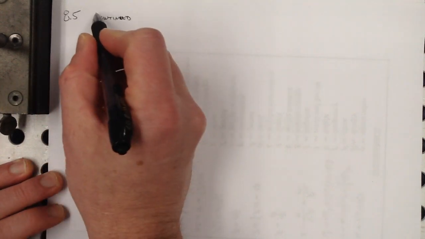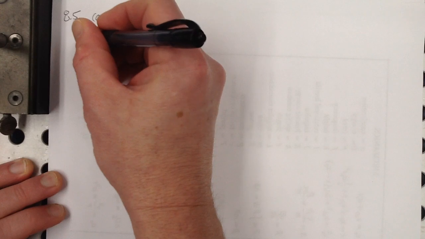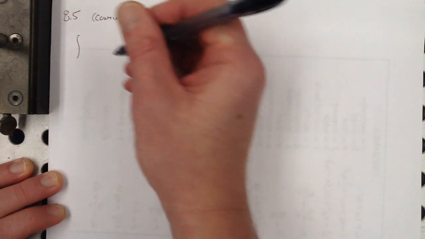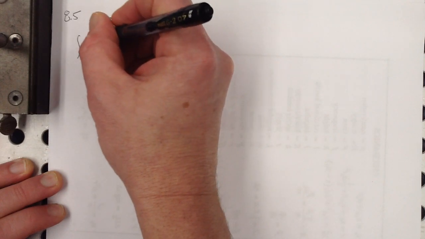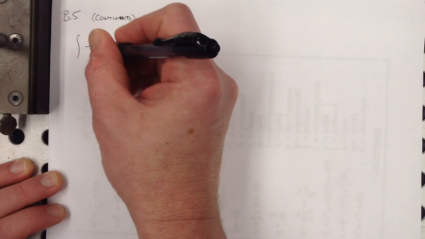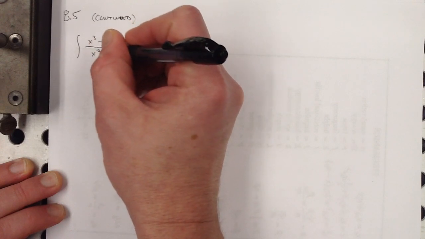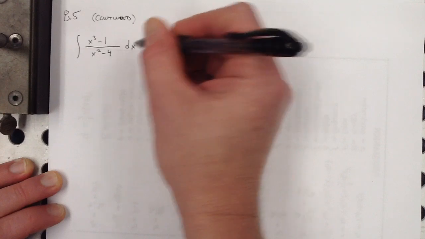In the 8.5 notes, which I think were pretty brief, I did not talk about what to do if the degree of the top was bigger than the degree of the bottom. So, for example, what if you were trying to evaluate that integral?